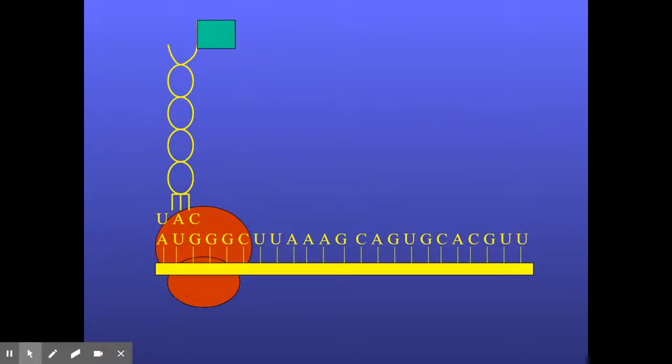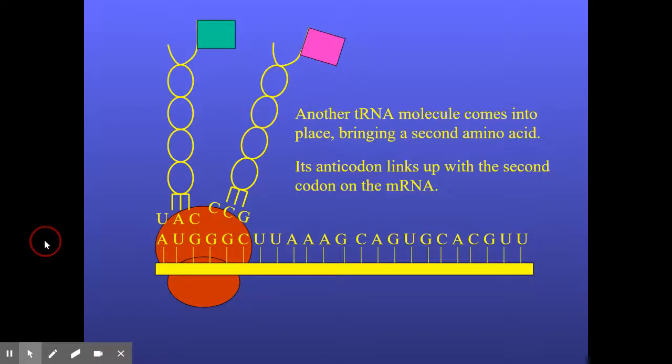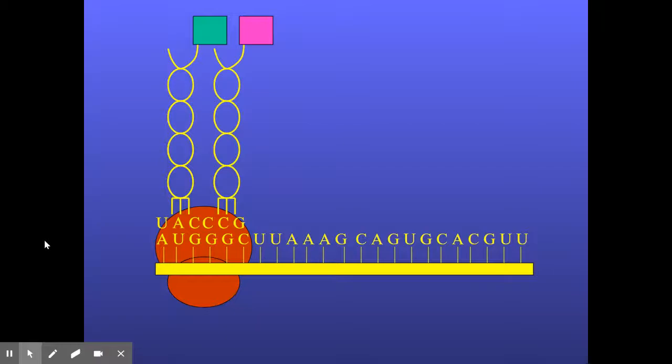All right, next step. What happens? Another tRNA comes down the chain, brings that second amino acid. It attaches with the anticodon. It links up. And so you wind up here with both of them linking. When they're both next to each other, a peptide bond forms. That's a special type of bond that holds these amino acids together. You do need to know that.